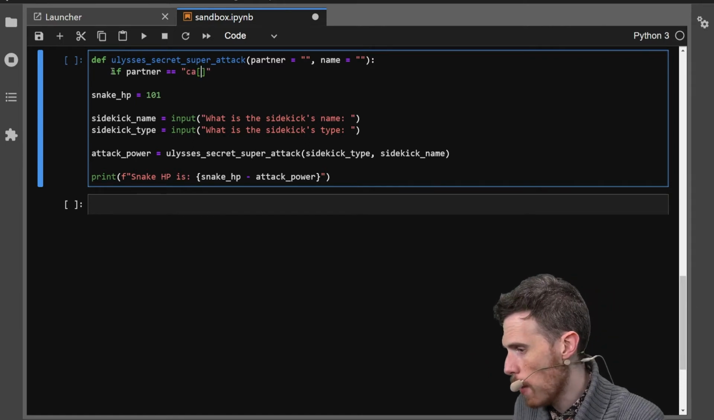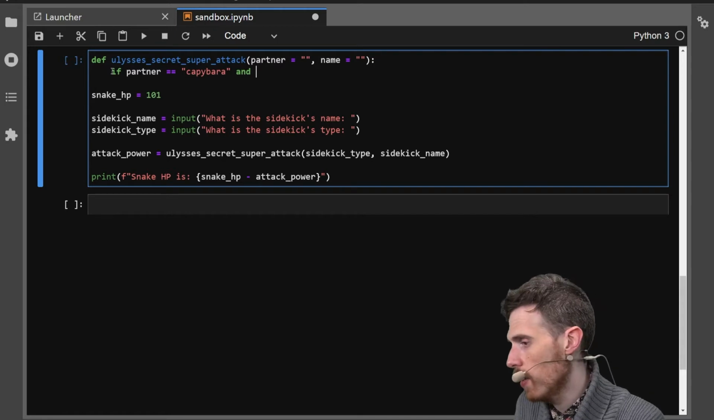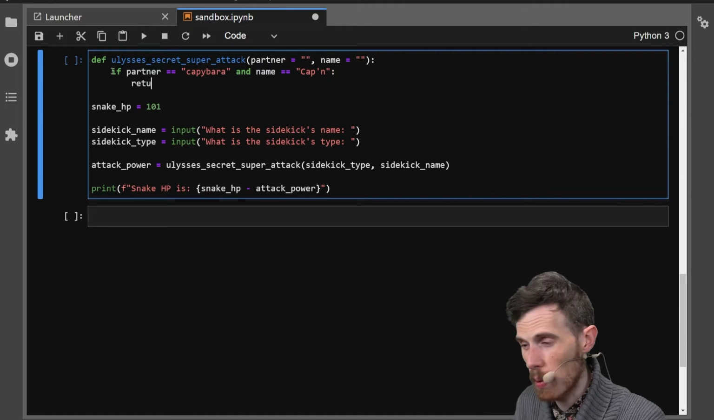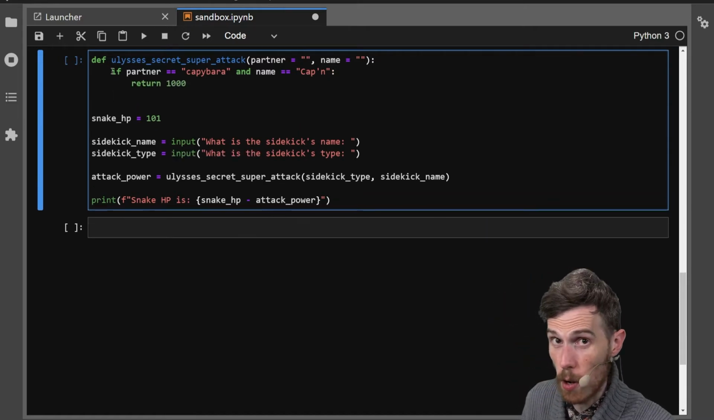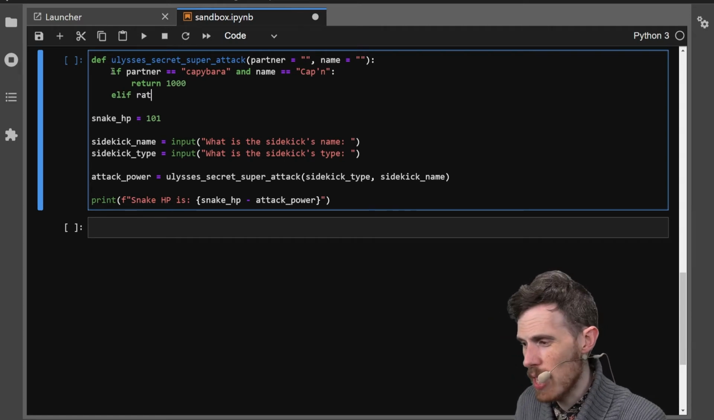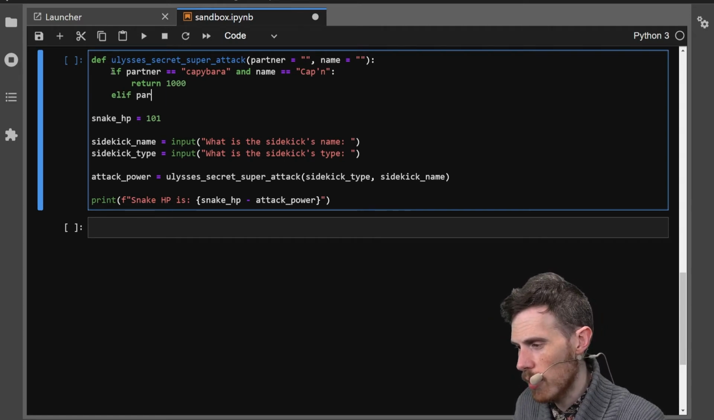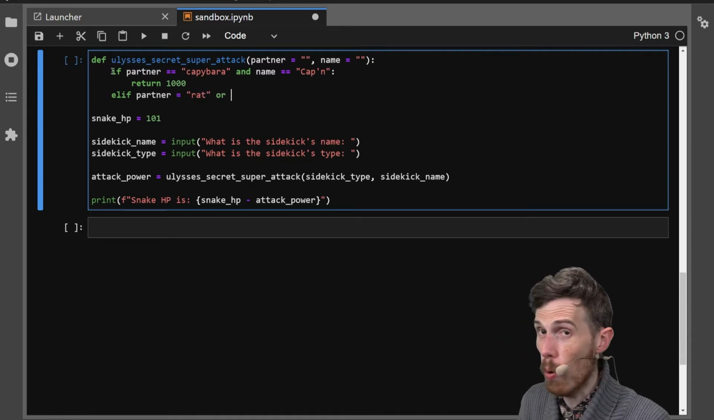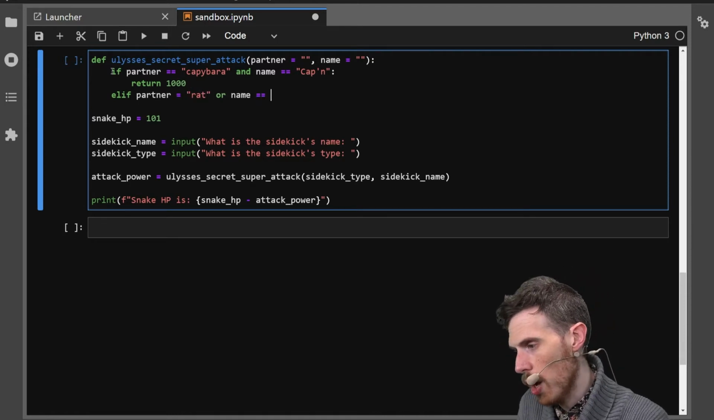If the partner is a capybara and the name is Captain, then we want to return 1,000. That's definitely way stronger than the snake. But if the partner is a rat, or the name of the partner is, well, Claude.